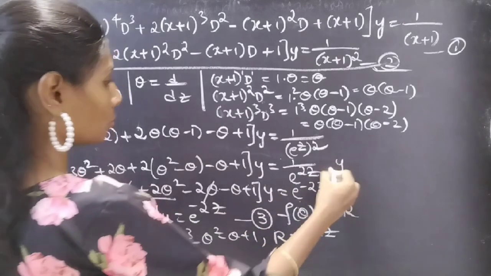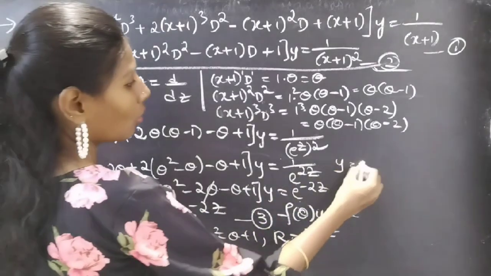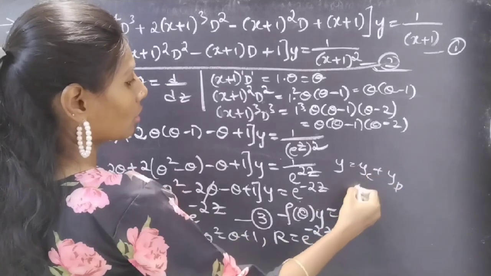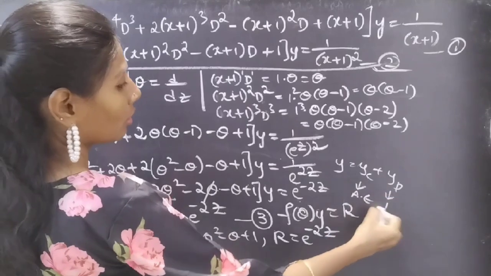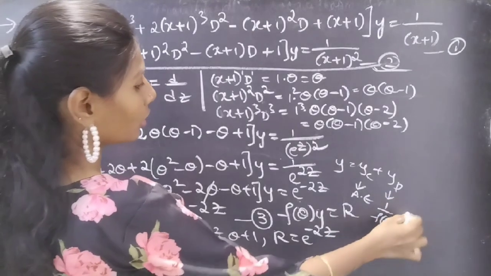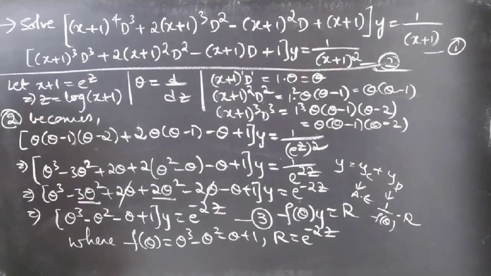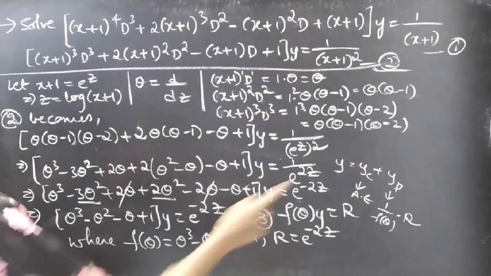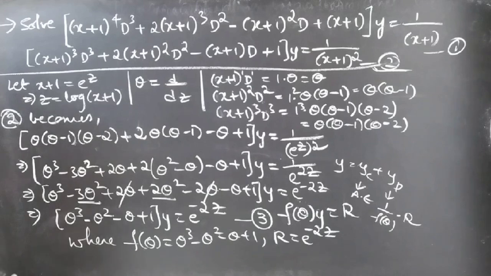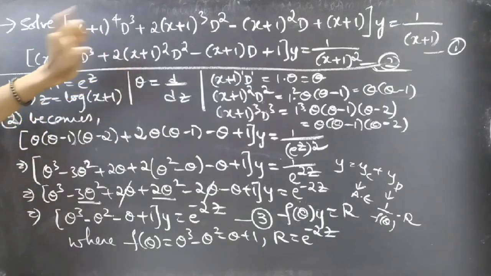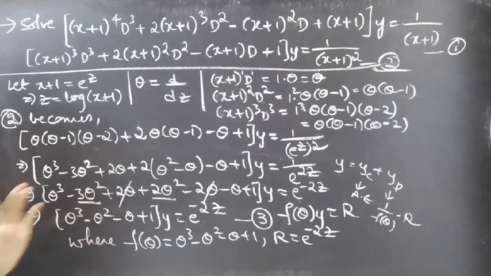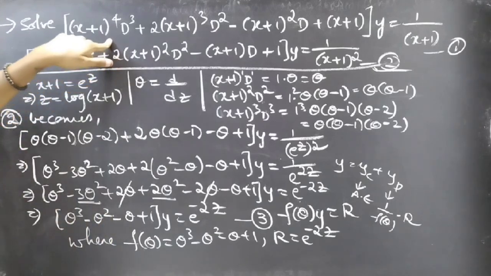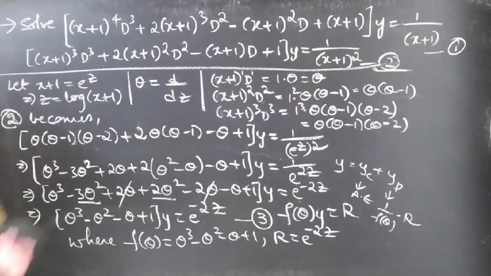The general solution to the reduced equation, equation 3, is given by y equal to yc plus yp, where yc is the complementary function. We'll find this using the auxiliary equation, and yp using 1 by f of theta into r. By finding the general solution to equation 3 using y equal to yc plus yp, we'll find the general solution to equation 1. The general solution to equation 3 results in terms of z, while coming to equation 1, the general solution results in terms of x. We'll see that. Okay, now coming to the auxiliary equation.